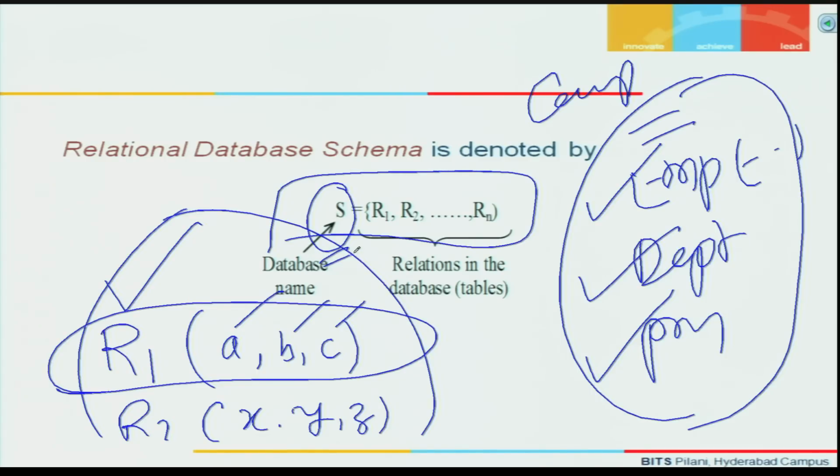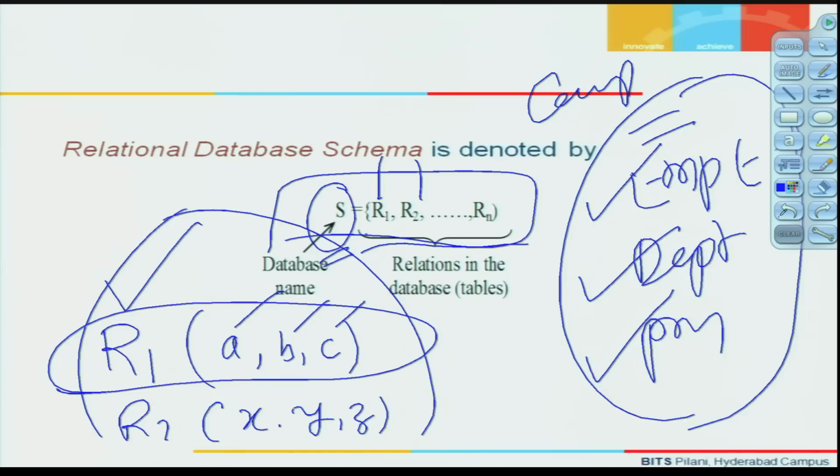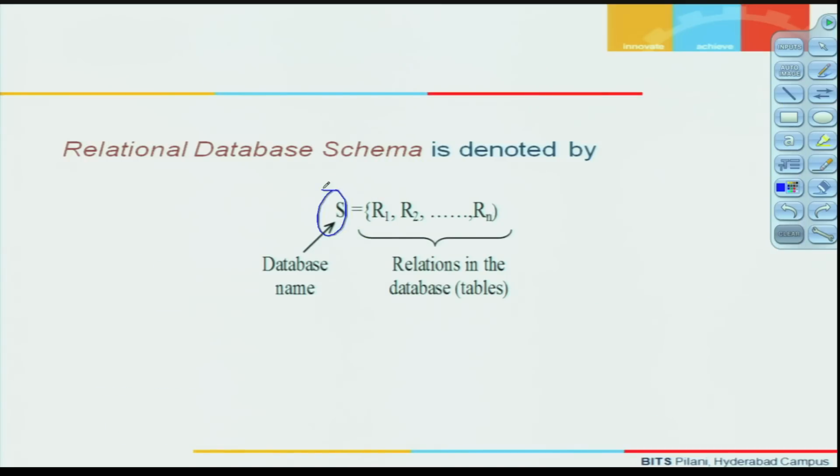S is going to be the name of the database, and then R1 is a relation, R2 is also a relation, like that. It is nothing but the set of relations that makes up a database schema. This is how we can represent the schema of a database: the name of the database, and then the set of relations that are part of the database.